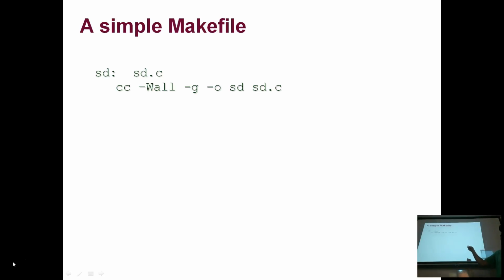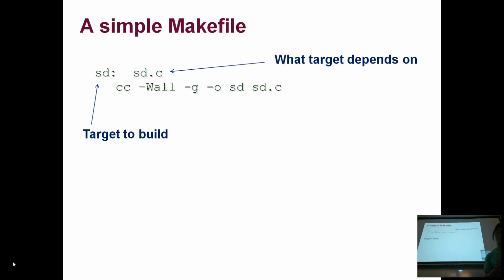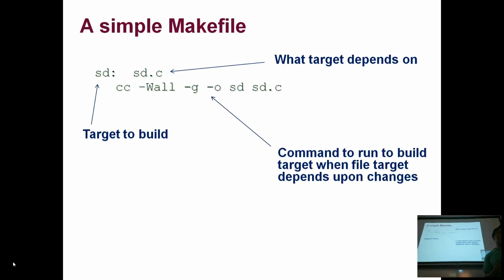And it's going to execute this compilation command that you specify in the second line. CC in this case is the compiler. I'm going to compile things with these flags, and the output of this compilation, the -o, is the binary sd, and then the source code is sd.c. So: target to build, what the target depends upon, and the command that will build it.